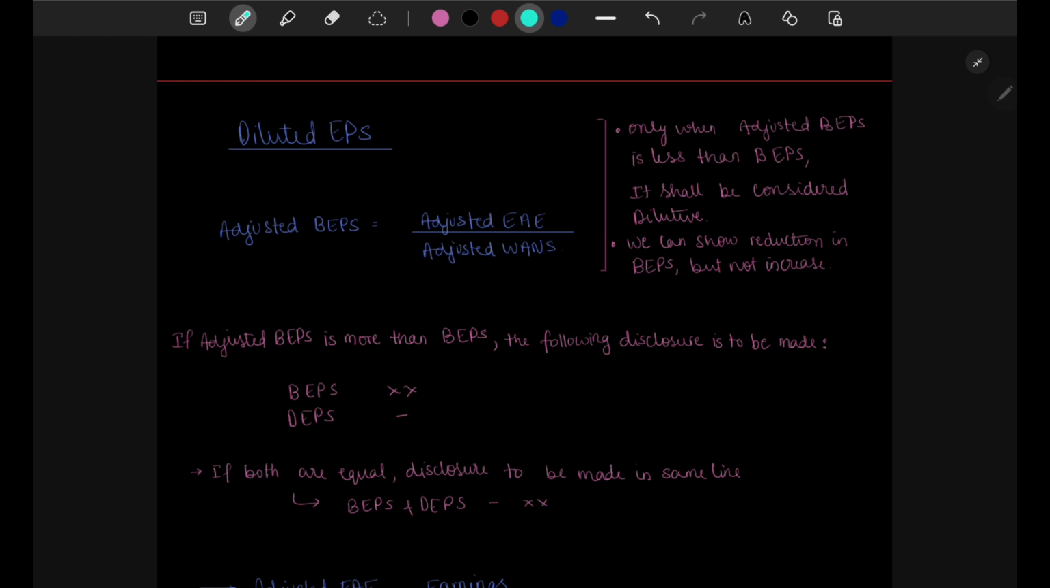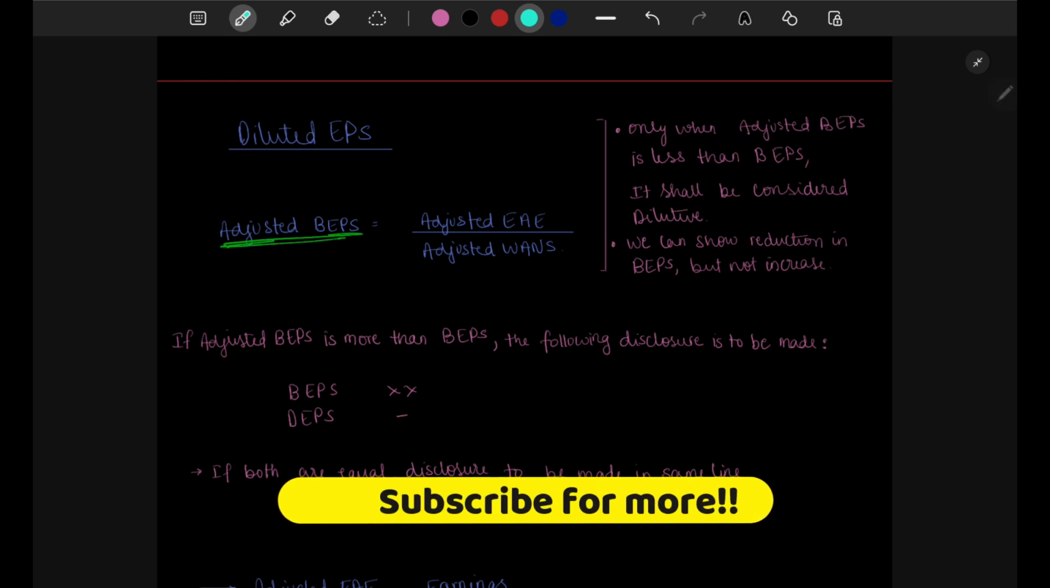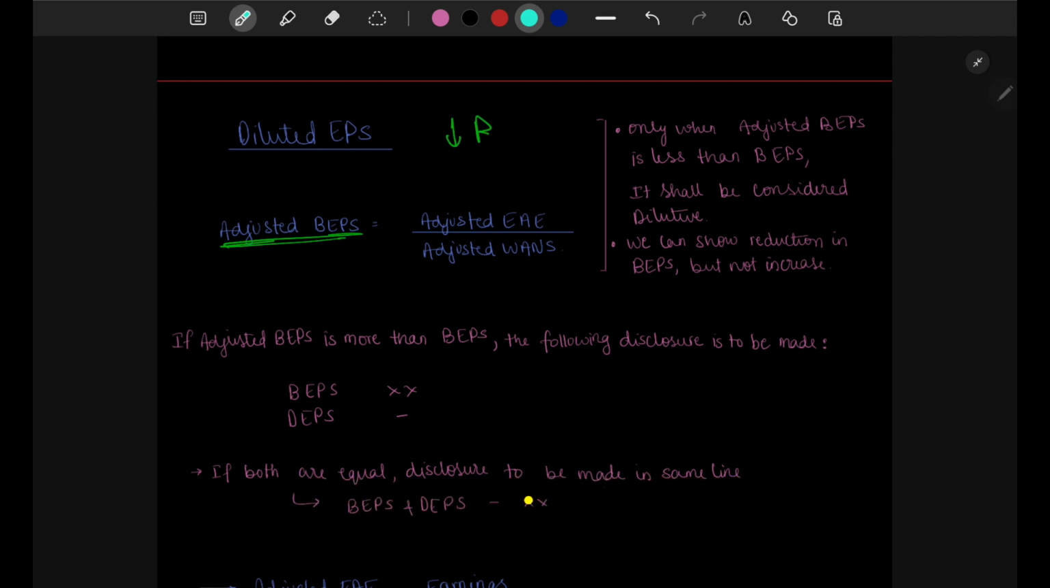Whether it is diluted or not depends on the adjustments in the question, okay. So we'll just call it adjusted BEPS. Only if that adjusted BEPS is lower than the basic earnings per share, only then it will be called diluted. But if this adjusted is more than the BEPS, then we won't call it diluted. It is anti-dilutive, and we are not going to show any anti-dilutive EPS. We're going to show only dilutive EPS, okay.